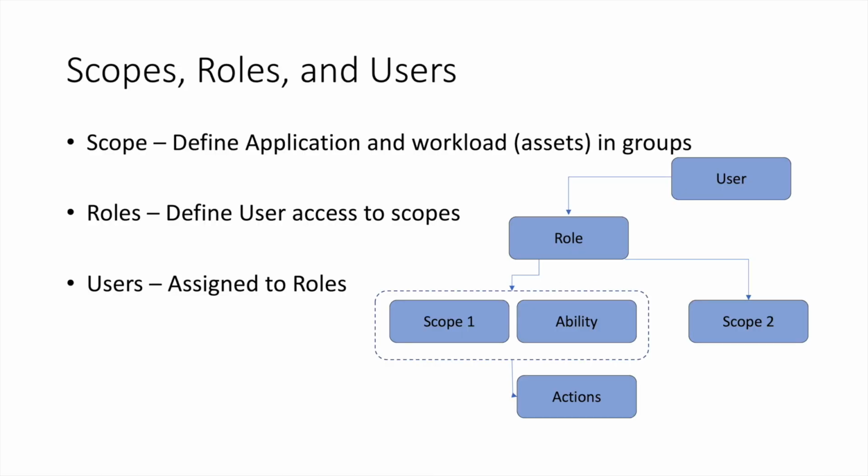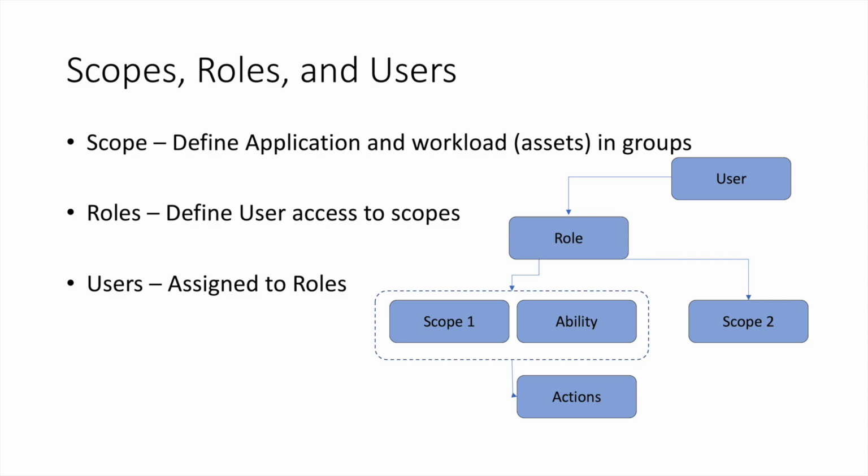Okay, so next we want to talk about the actual roles. If we remember, we have our scopes already defined, and our roles are now used to define user access to those scopes. A role actually consists of a scope and the ability, and the ability provides the user with the action of what they are able to perform.